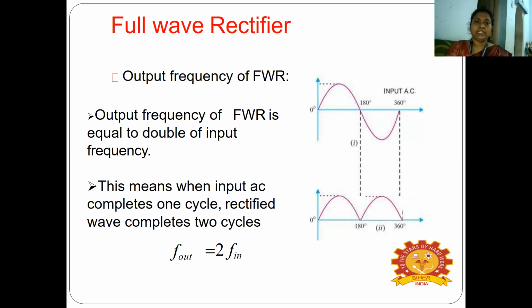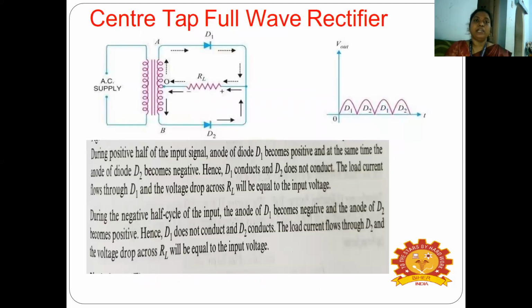So that is what we say: the output frequency of the full wave rectifier is equal to double the input frequency. It means that when the input AC completes one cycle, the rectified wave completes two cycles. So the next one is the rectifier which uses a center tapped transformer.